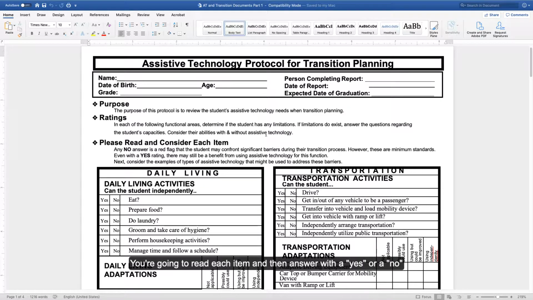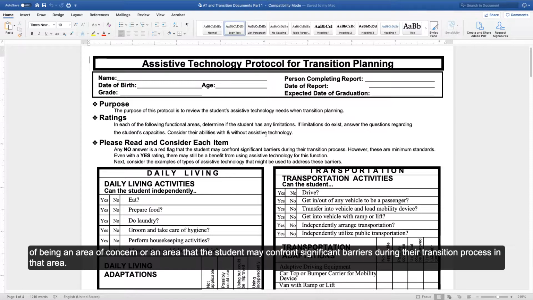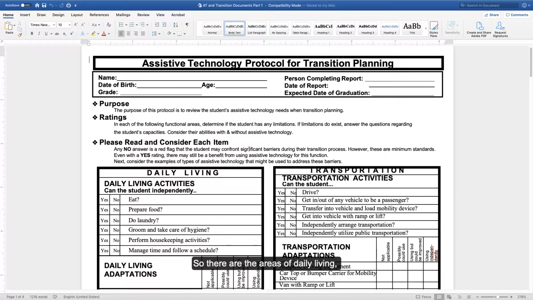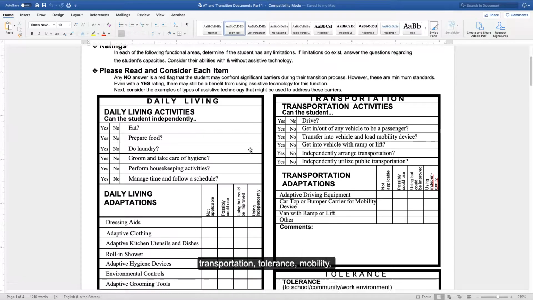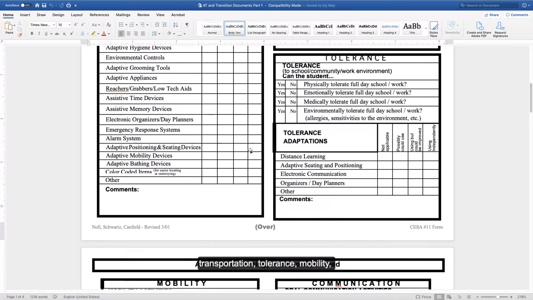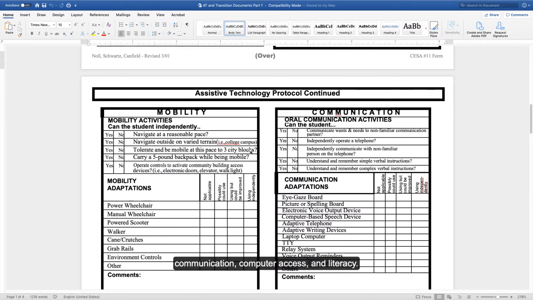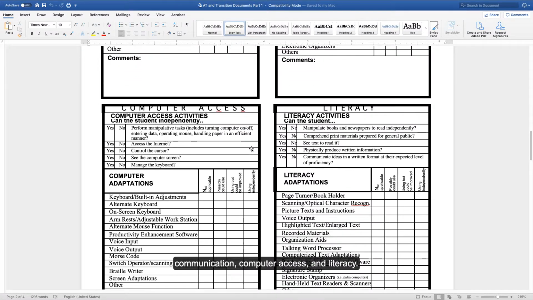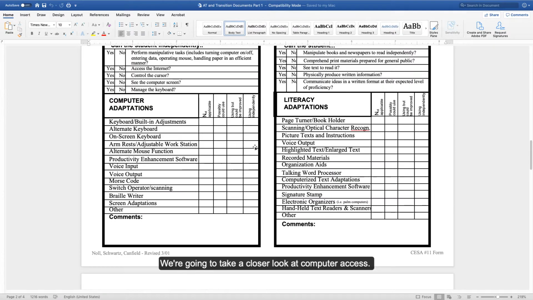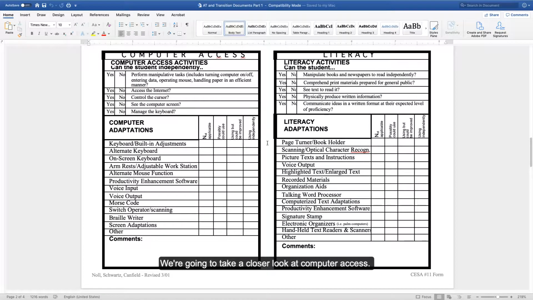You're going to read each item and then answer with a yes or a no, indicating whether it is an area of concern or an area where the student may confront significant barriers during their transition process. So there are the areas of daily living, transportation, tolerance, mobility, communication, computer access, and literacy. We're going to take a closer look at computer access.